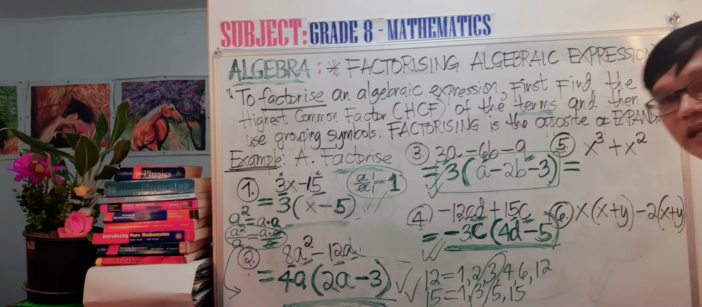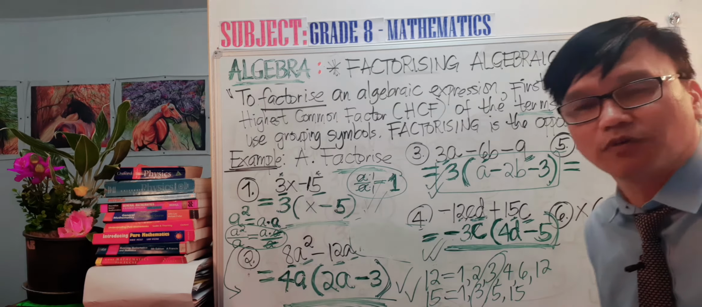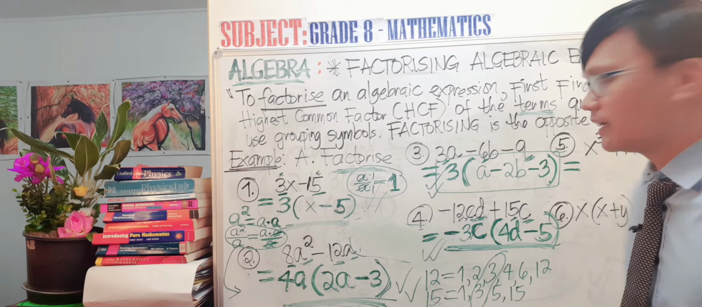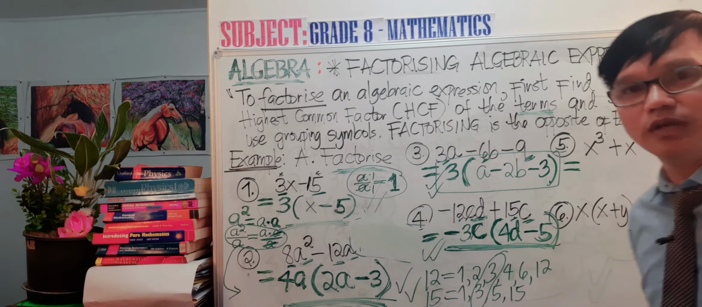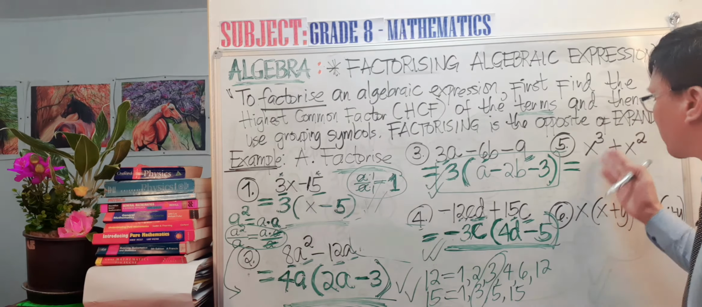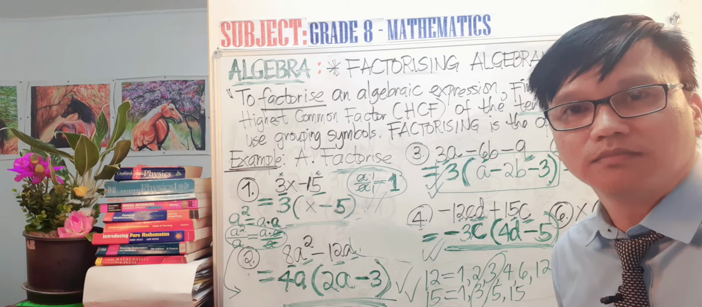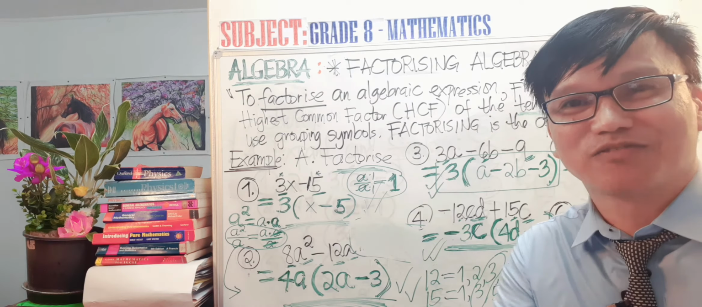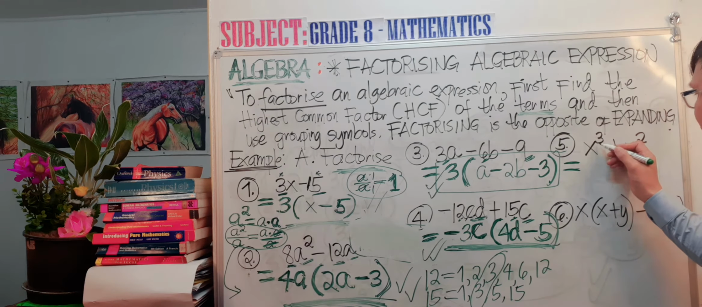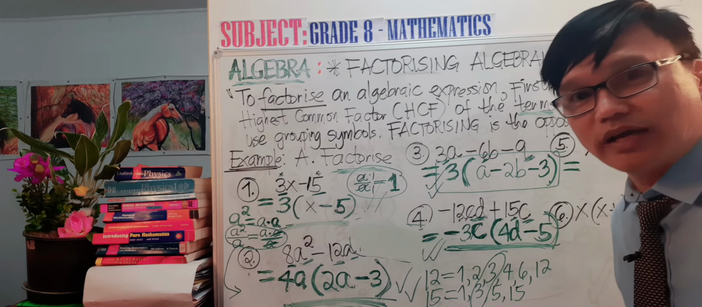Okay, let me ask you this question. This x cubed stands for how many x? X to the power of 3, when you are going to separate it, how many x we can form? 3 times. Very good. 3 times. So there are 3 x's here. And the second one, x squared, it means that there are 2 x's.